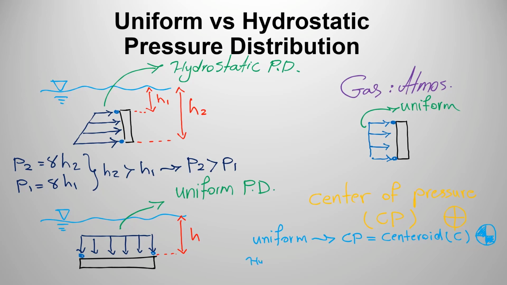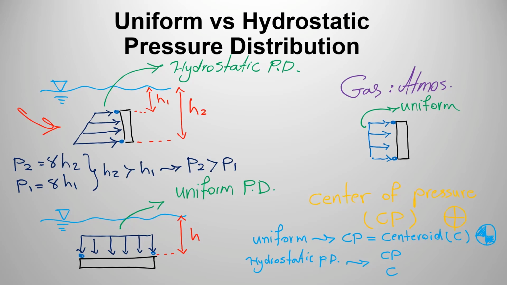For hydrostatic pressure distribution, the center of pressure and centroid are going to be different. And it does make sense, because if you take a look at this figure as an example, which is in hydrostatic pressure, you'll see that the pressure is not uniform. Pressure at the bottom of the plate is higher than at the top of the plate. So the center of pressure, or the place where the force is going to be exerted, is going to be different from the centroid of the shape.